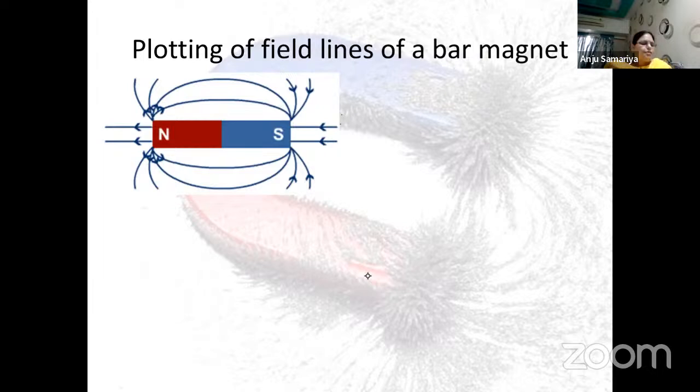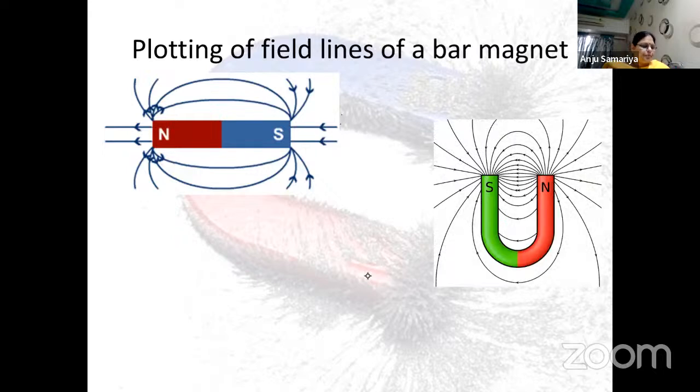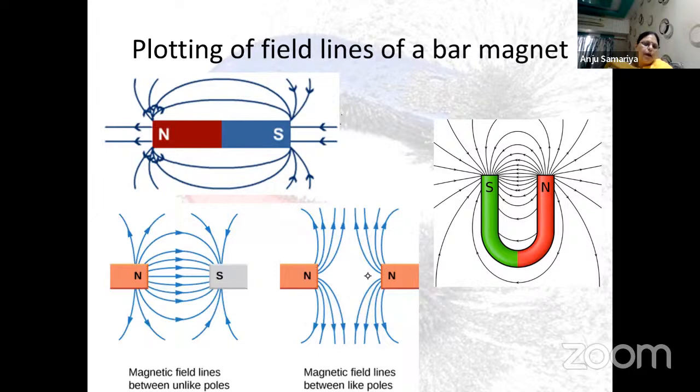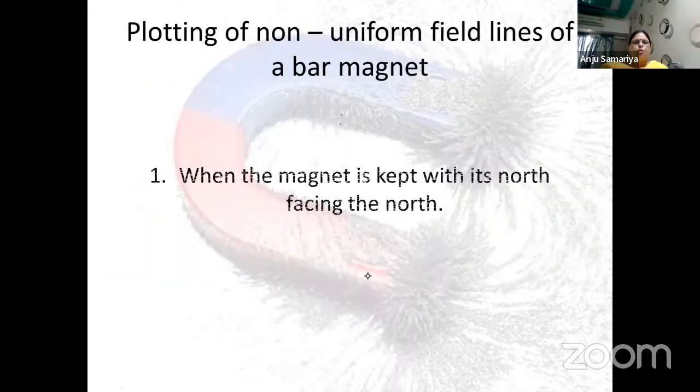Now, plotting of field lines of a bar magnet. Very important. 10.8, draw. You see the arrows are also very important. Please practice them and send it as homework.